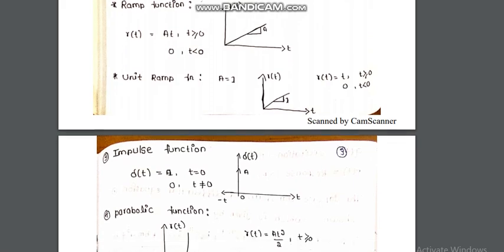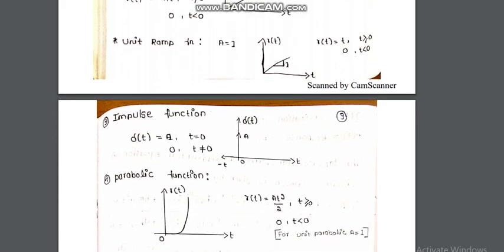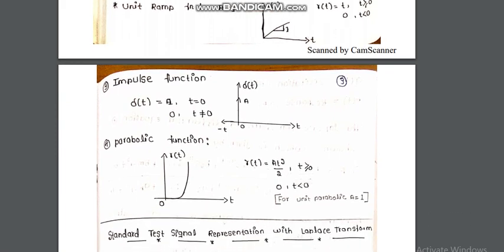So next one is the impulse function, that is represented by del of t. It is equal to A for t equal to 0. At t equal to 0 only it will be present, and for the remaining values of t it will be 0. So del of t is equal to 0 for t not equal to 0. And the parabolic function is r of t is equal to A into t square by 2 for t greater than or equal to 0, and it is 0 for t less than 0.